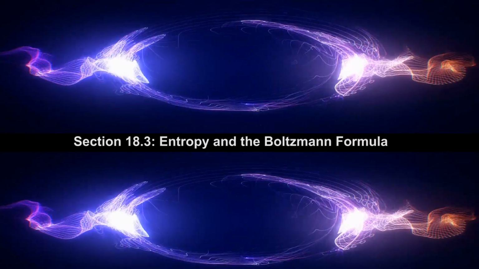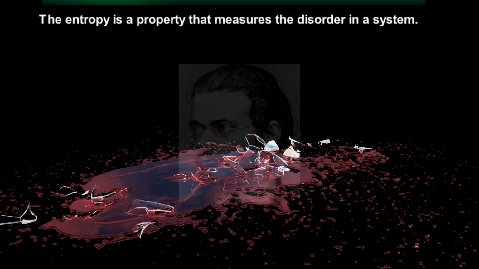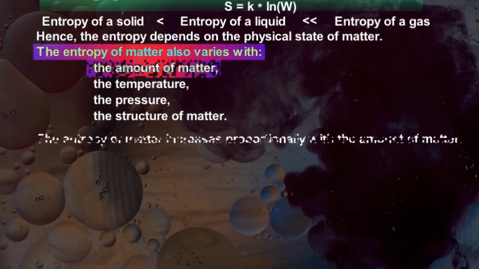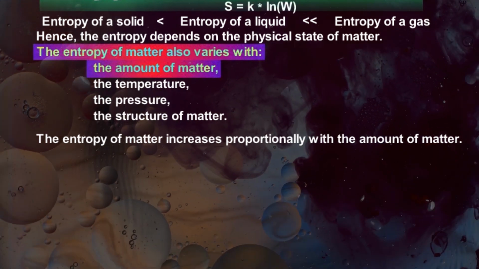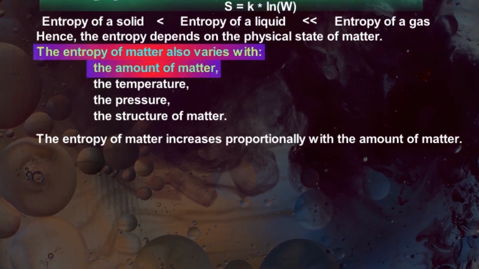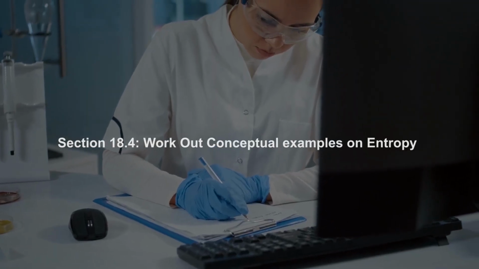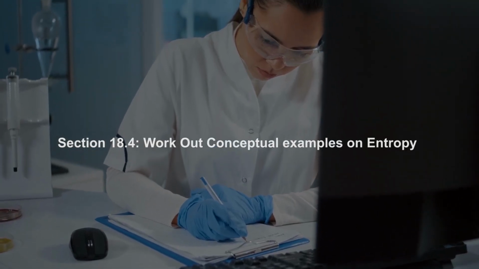In Section 18.3, Entropy, and how Boltzmann equation is applied to entropy is introduced in detail. Note, it is important to know the different factors that would affect the entropy of matter, besides the physical state of matter. In Section 18.4, work-out conceptual examples on entropy are offered.